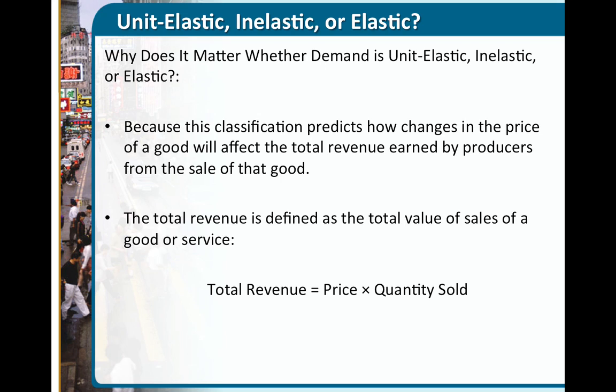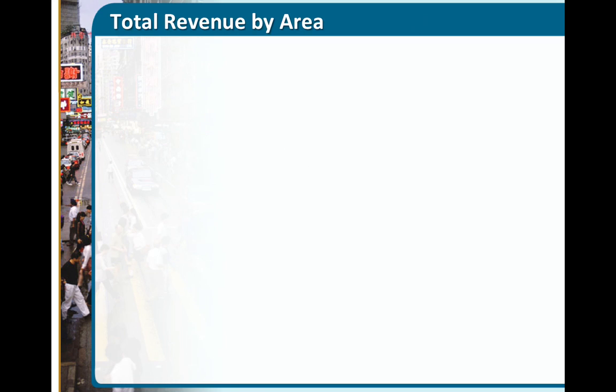So total revenue, again, is price times quantity sold. Don't confuse this with profit. Total profit would be total revenue minus total cost. We're just looking at revenue here. And the price elasticity of demand really affects total revenue, or at least changes do in how you do this.